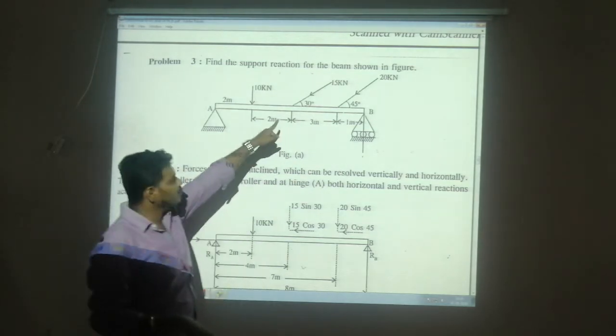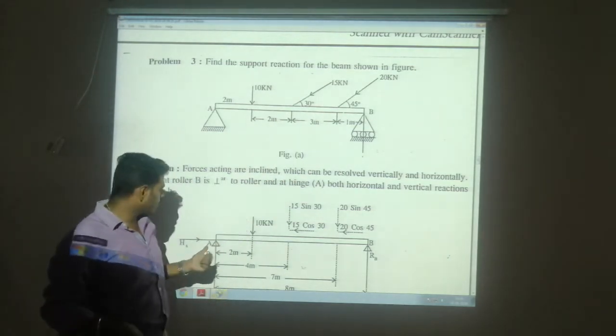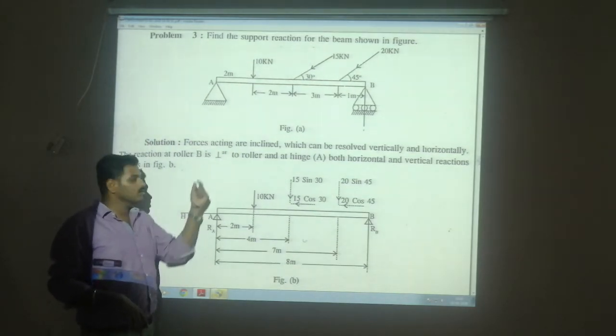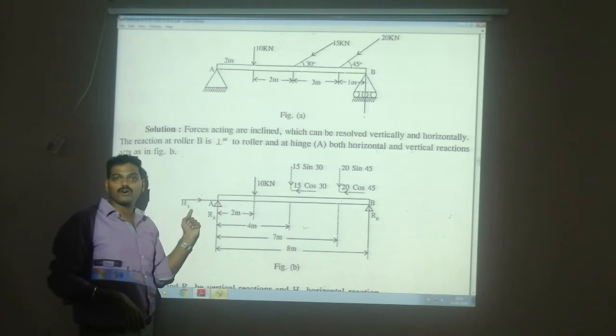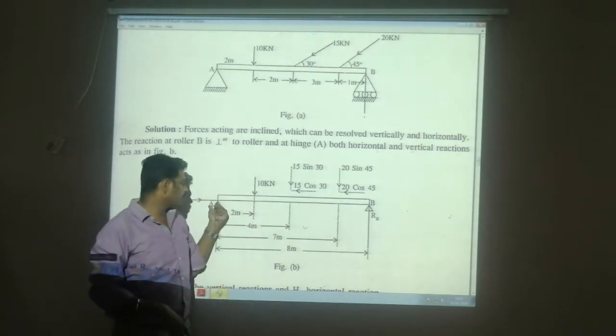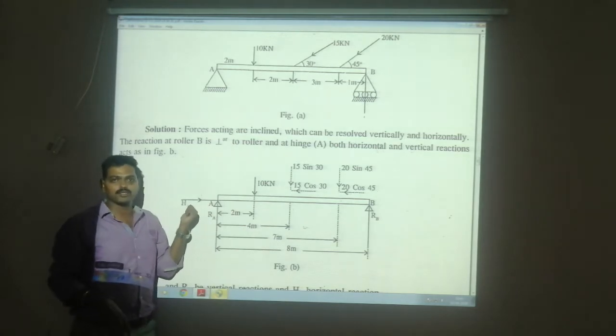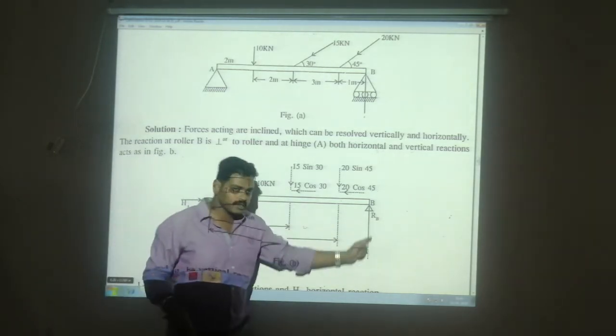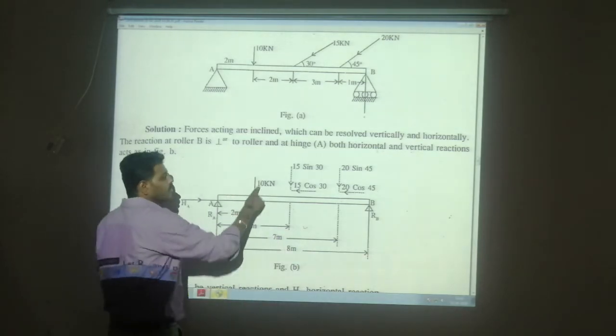Here it is a hinge support, and here a roller support. Since there is an inclined force, we should consider the horizontal force. For the hinge support we should now consider the horizontal reaction also, because the inclined force is balanced by HA, the horizontal reaction at point A. RA, HA, then here it is RB, 10 kilonewton.